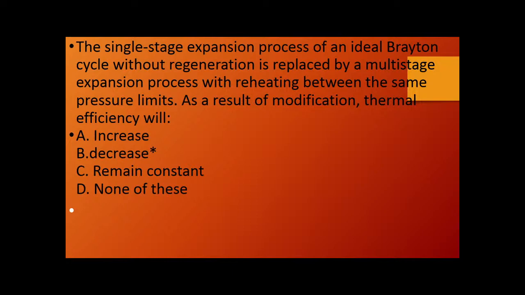The single-stage expansion process of an ideal Brayton cycle with regeneration is replaced by a multi-stage expansion process with reheating between the same pressure limits. As a result of the modification, thermal efficiency will: answer, decrease.